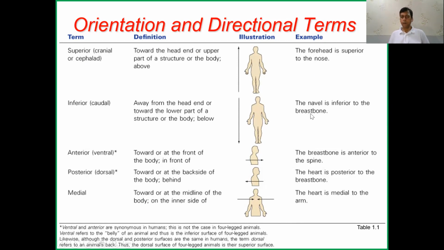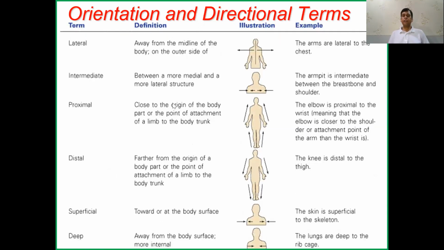Okay, sternum. Then anterior and posterior. Anterior is in the front, posterior is in the back. Then medial. Medial is towards the midline. The heart is medial to the arms, so towards the midline. Then lateral. Lateral is away from the midline, the outer side. The arms are lateral to the chest. Intermediate is in between. The armpit is intermediate between the breastbone, sternum, and shoulder.